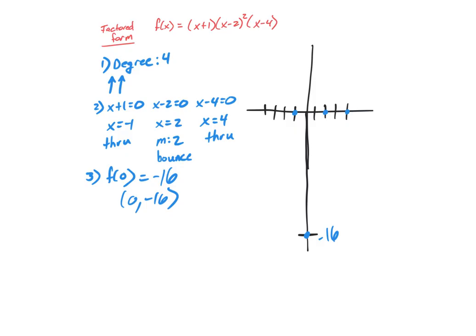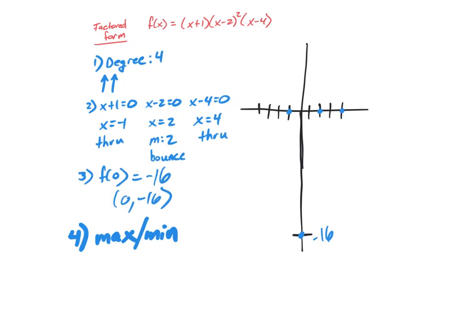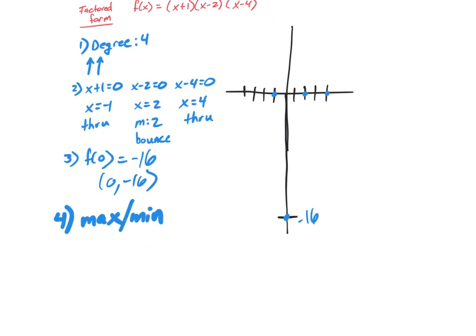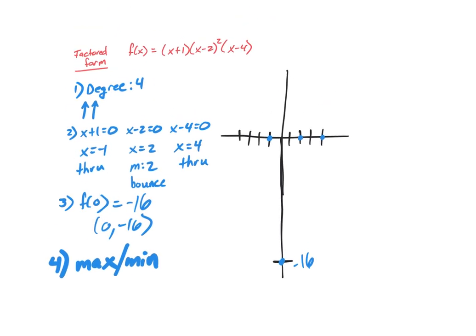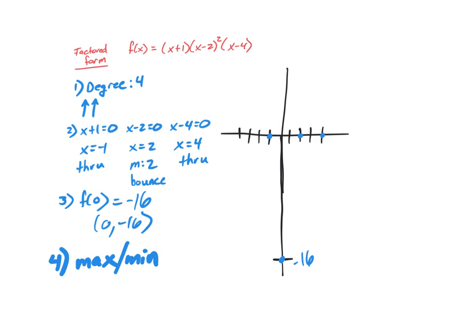Okay, then the last thing that we need to do is come up with the minimum and maximum. You can totally do that off your calculator, and then we're going to draw ourselves a sketch. So let's go to our calculator. We can type this in just like this. There's no reason to try to multiply it all out and get it in standard form. Factored form works.